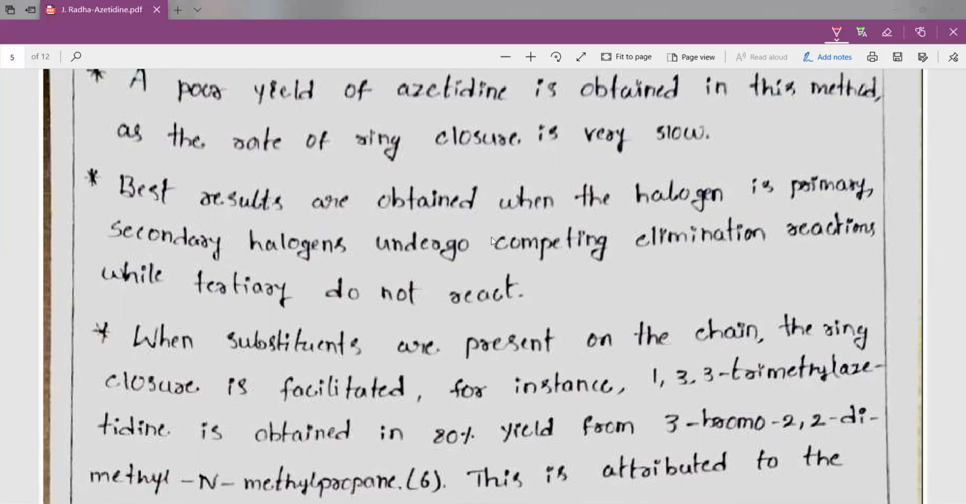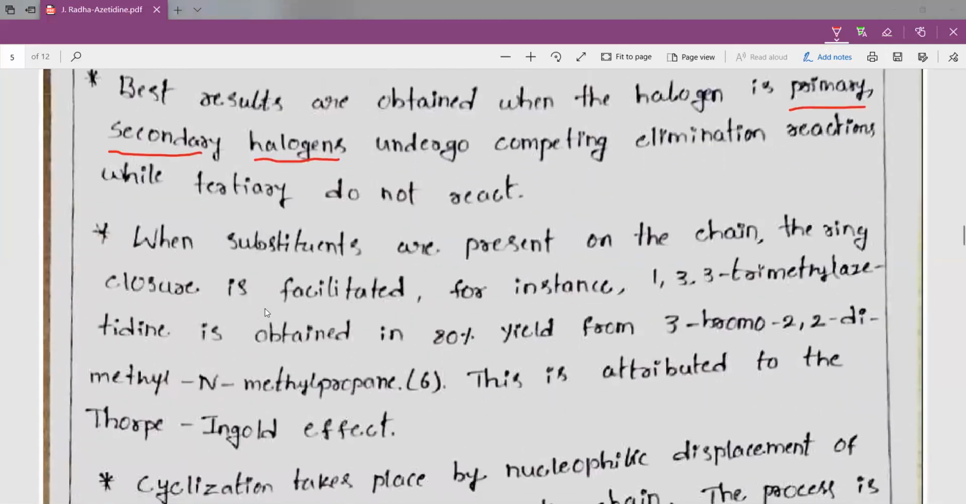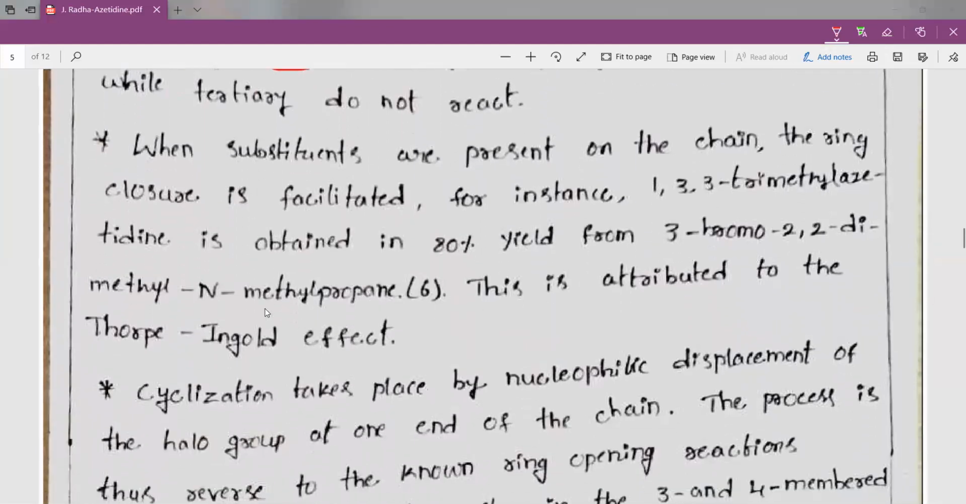Best results are obtained when the halogen is primary or secondary. So the halogen must be CH2Cl, or it must be CHCl. Yields are poor with the tertiary alkyl halide. Ring closure is facilitated when some substituents are present in the alkyl amines. In that case, ring closure is somewhat easy and it gives 80% yield of the product.